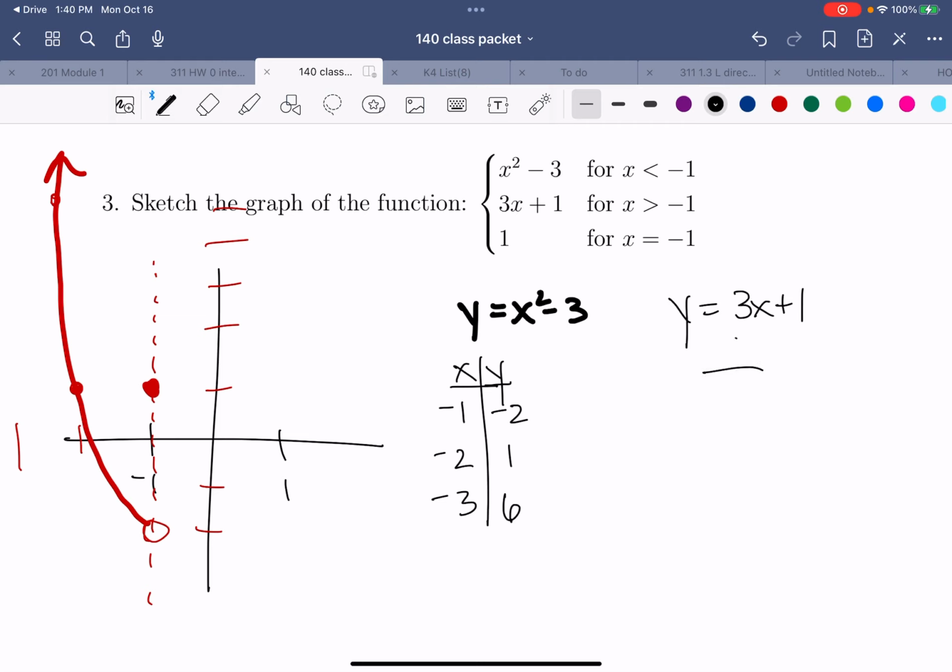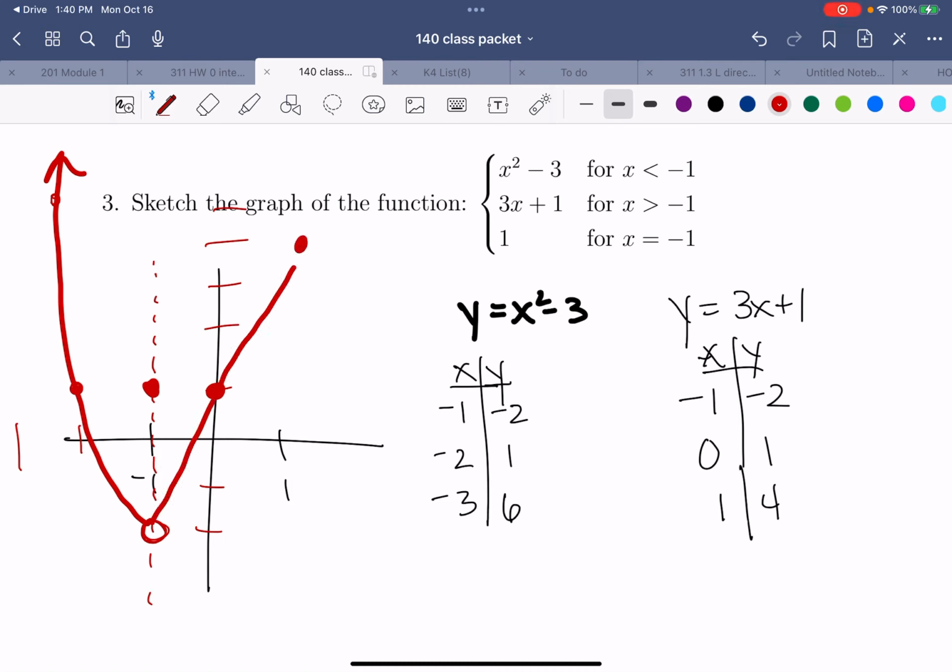And let's see, at -1, we get negative 3 plus 1 is negative 2. At 0, we get 1, and at 1, we get 4. So we'll just use those 3 points. I get an open circle at negative 1, negative 2. Then I'm going with 0, 1, which is up here. And 1, 4. And so we get this line right here. And that's your piecewise function.